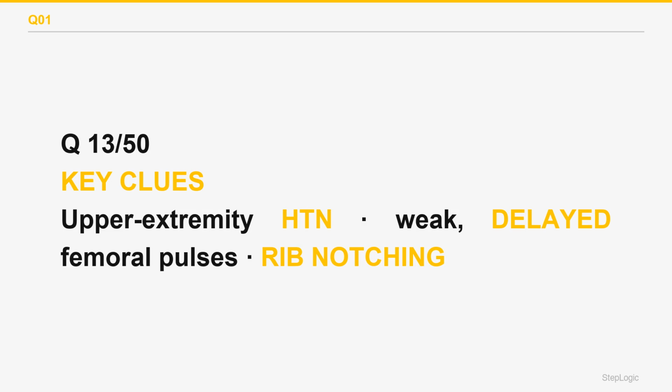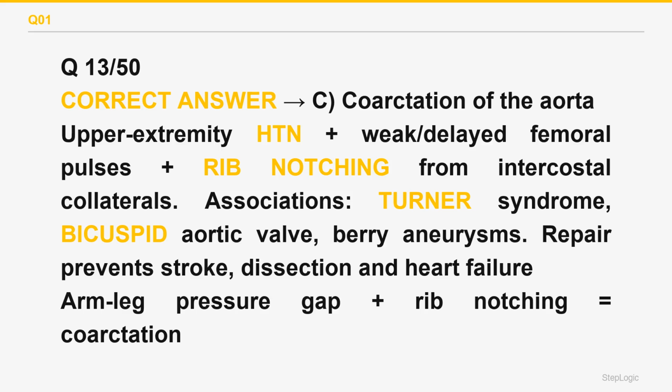Blood reaches the lower body through collaterals, and the most important of these run through the intercostal arteries. Over years, those enlarged pulsatile vessels erode the undersurface of the ribs, producing the rib notching seen radiographically. That single radiographic sign is essentially specific and separates coarctation from every other cause of adolescent hypertension. Choices A and D are wrong. The correct answer is C.